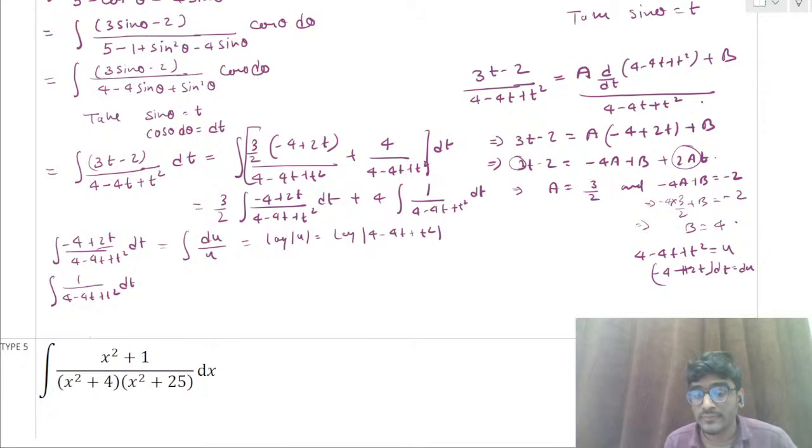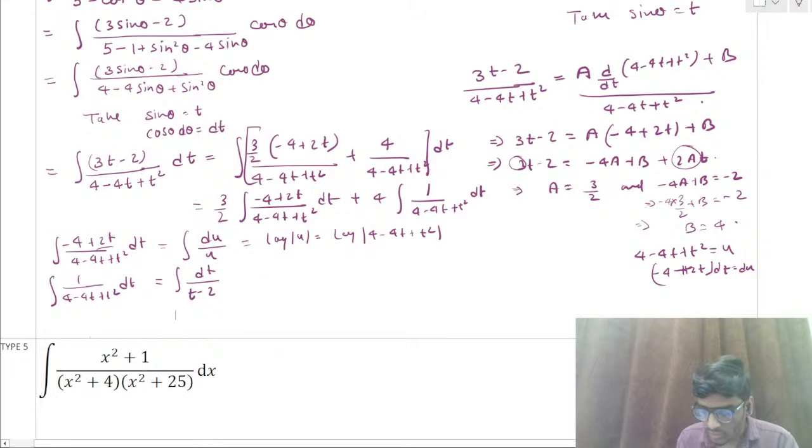So when we integrate this, it is in this form. You can see this is a perfect square form. We can write it in the perfect square form as dt upon t minus 2 whole square. Can we write it like this? Okay.